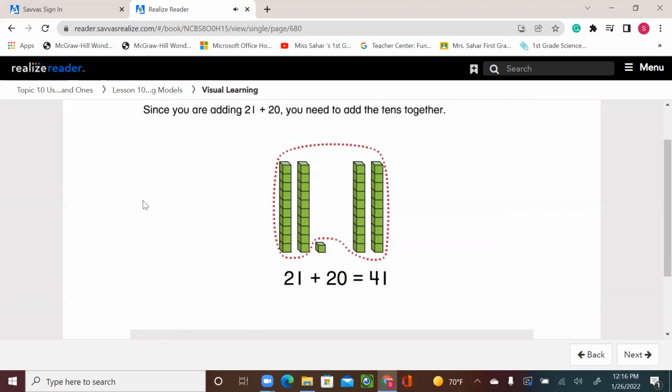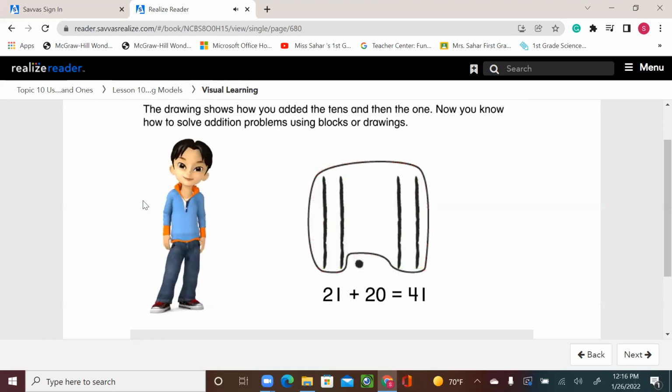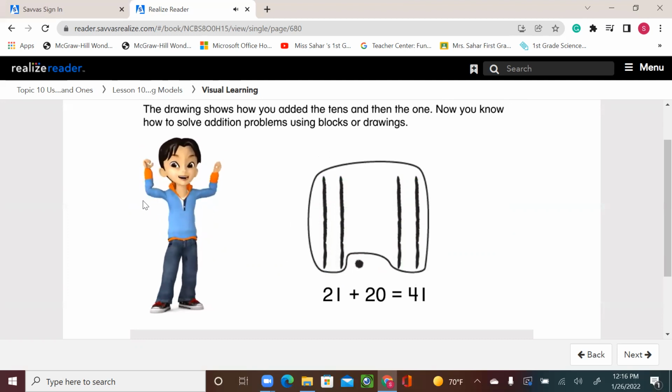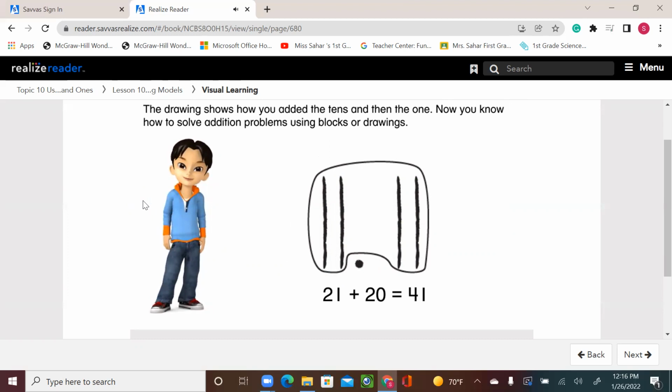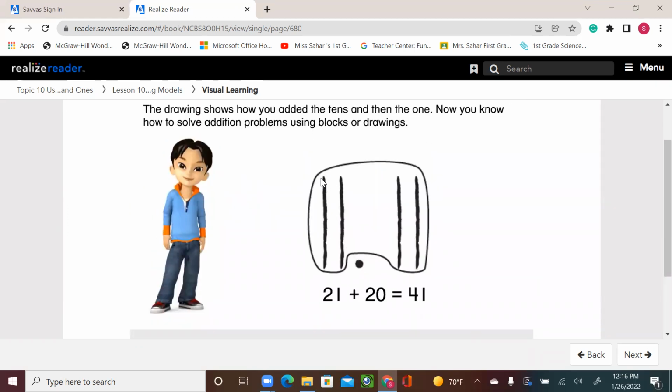Since you are adding 21 plus 20, you need to add the tens together. The drawing shows how you added the tens and then the 1. Now you know how to solve addition problems using blocks or drawings. All right, even if you don't have blocks at home, you can simply draw a line, and this is considered a 10, and then the dots are your ones.